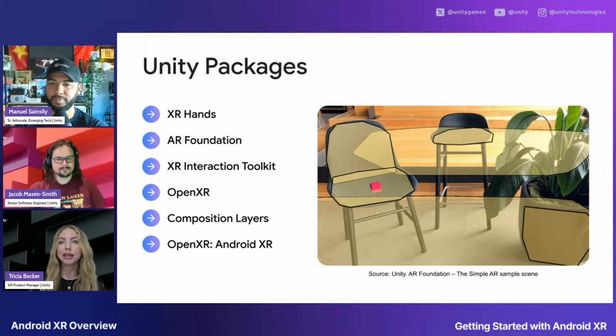So you've got XR Hands, you've got AR Foundation. If you've been building in Unity for a while, you're probably very familiar with these packages and use them quite a bit. You've got the XR Interaction Toolkit, OpenXR, which extends to different OpenXR platforms like Android XR. You've got composition layers, which is another one of my babies. I highly encourage you to get in there and try comp layers out if you haven't. We also recently went to verified on comp layers. And then you've got the OpenXR Android XR package.